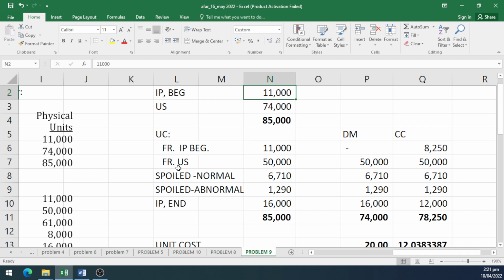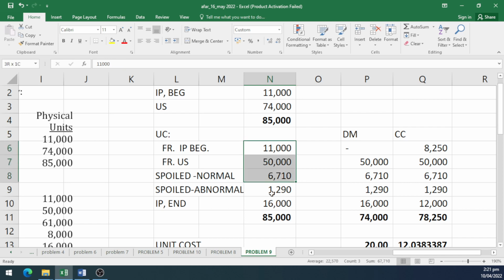At depende sa inspection point. Ito ay detected at the end of the process naman, ano? Anyway, so, the normal spoilage is 11% of the good units. 11% ng 61,000, 6,710. Yung iba na abnormal, kasi 8,000 lahat yan, ano? 1,290, that's abnormal. Yan. So, work in process end, 16,000.